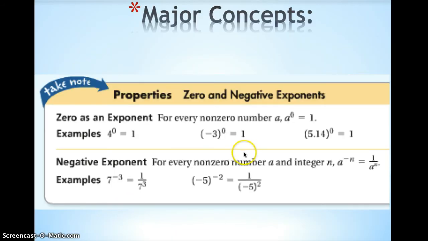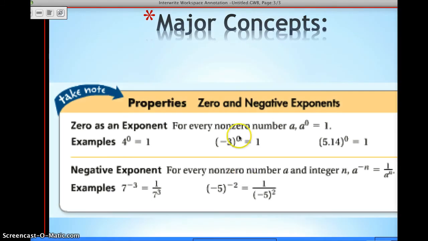Major concepts. 0 as an exponent. Anything to the 0 power is 1. So they're showing you examples. 4 to the 0 is 1. Negative 3 to the 0 is 1. Notice this right here. If this said negative 3 to the 0, now the 0 power only belongs to the 3. So 3 to the 0 is 1, and then that negative will follow over. So be careful when they put parentheses around it, it changes the answer. 5.14 to the 0 is equal to 1.